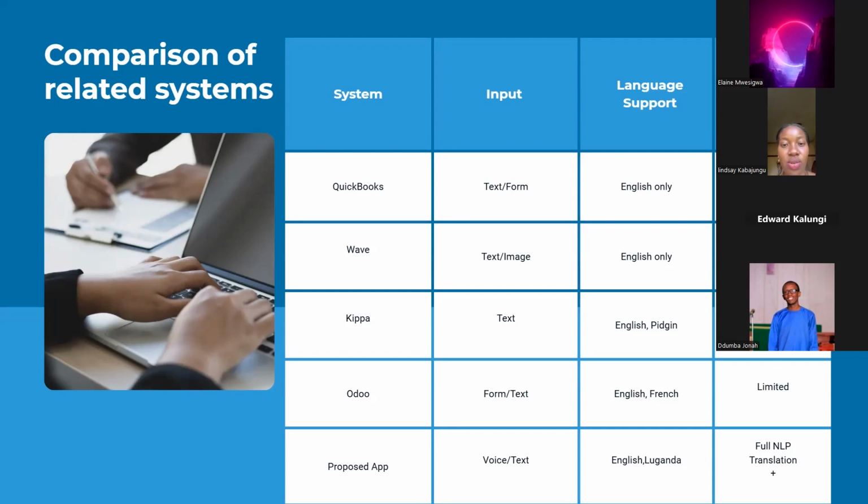For Wave, you have text and image input. It's only in English, and there's no AI. Keeper, there's only text. There's English and Pidgin, and there's also no AI integration. And then for Odoo, we have form and text, which is in English and French, but it has limited AI and NLP integration. And for the proposed app, it's mainly voice and text, and it's in English and Luganda, but it has limited NLP translation. Next slide.